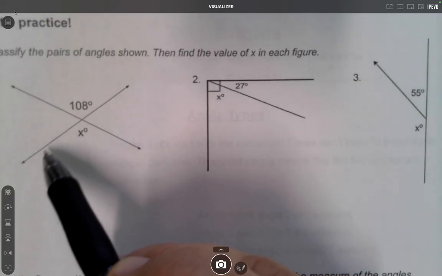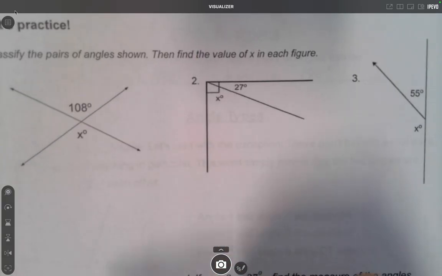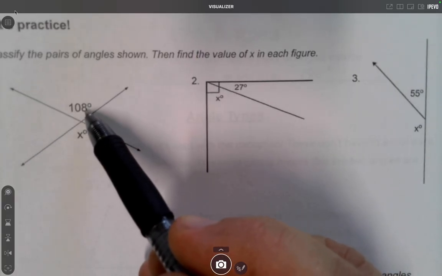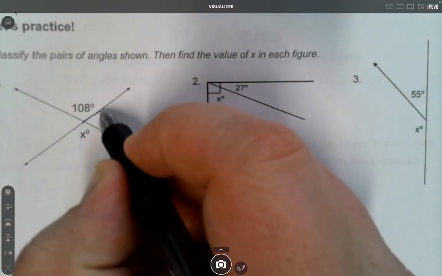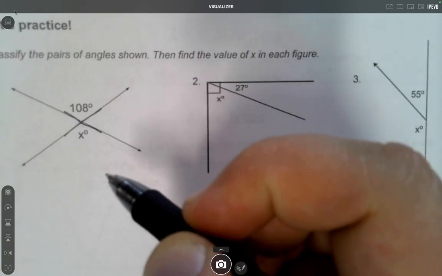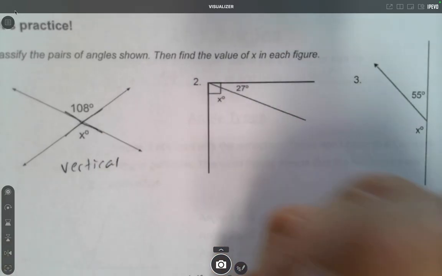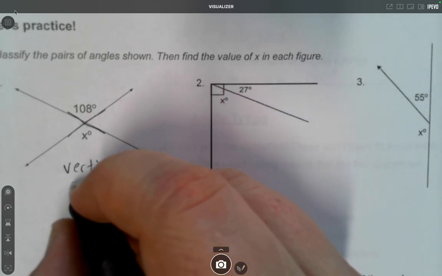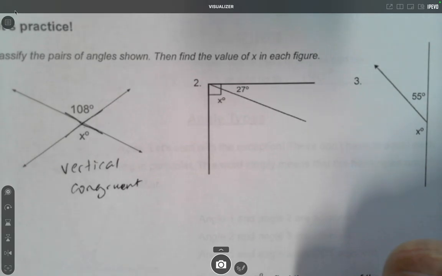So I look here, I see just 2 lines, nothing parallel going on, and that one and that one are directly across from each other, so they are vertical, because we got a V here, and then this is kind of the reflection of the V right here. So these are vertical angles, and you got to remember that vertical angles are always congruent. So you would say they're vertical angles and they're congruent.